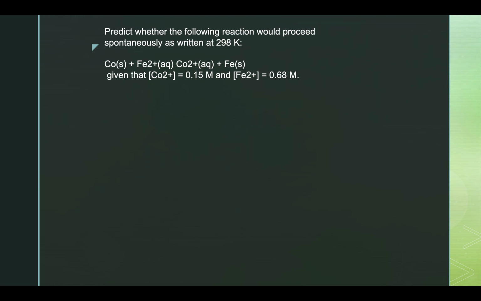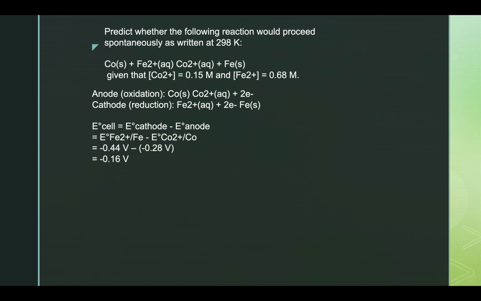First of all, predict whether it will be spontaneous. You can go different ways to answer this, but keep it simple. Do the same thing. You find your half reaction, cathode and anode. You calculate your E cell, again cathode minus anode. Again, like I mentioned before, you look for this in the table. I messed up here, this should be an arrow. That is my fault. It should be an arrow here, and also here. But we're just going to pretend that didn't happen.